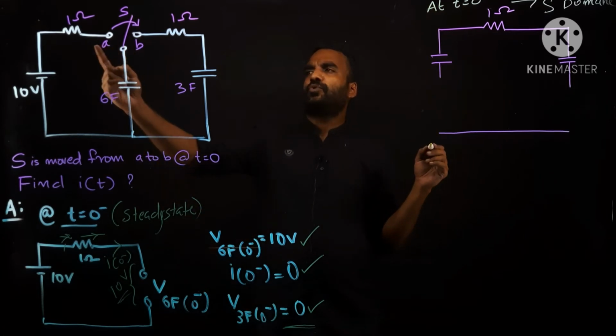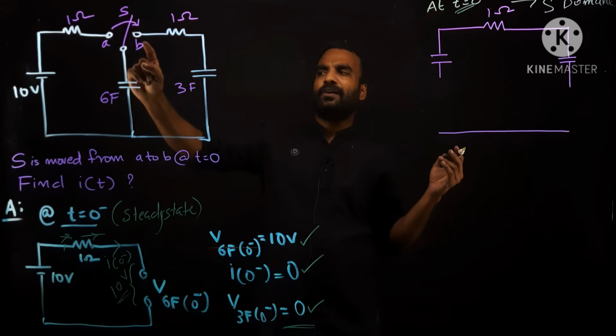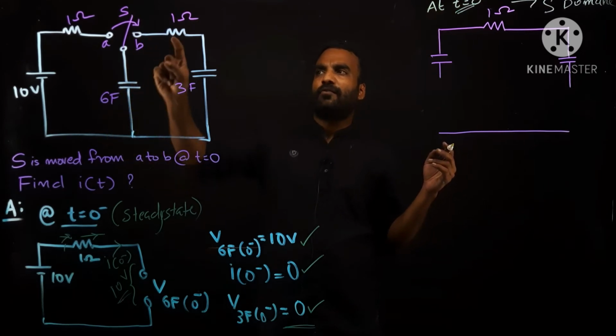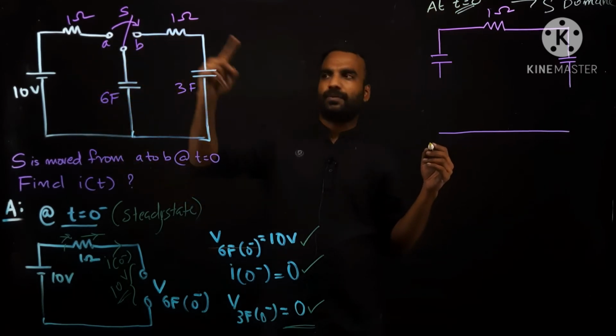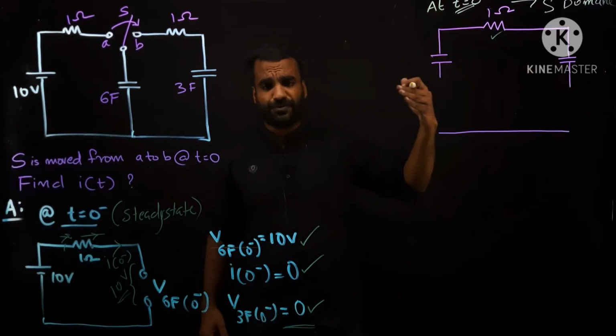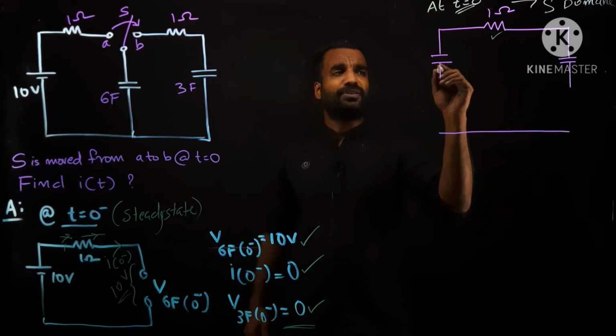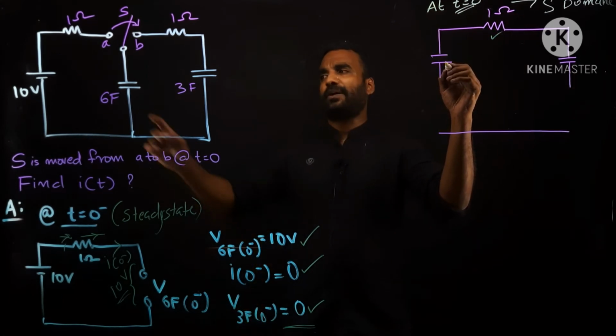So, if the switch is moved to this position at t is equal to 0 plus, after switching, the switch is in position P. What are the components? 6F, 1 ohm, 3F. This is the circuit. So 1 ohm has no change whether it is in time domain or frequency domain. A resistor will not have any change. 1 ohm.